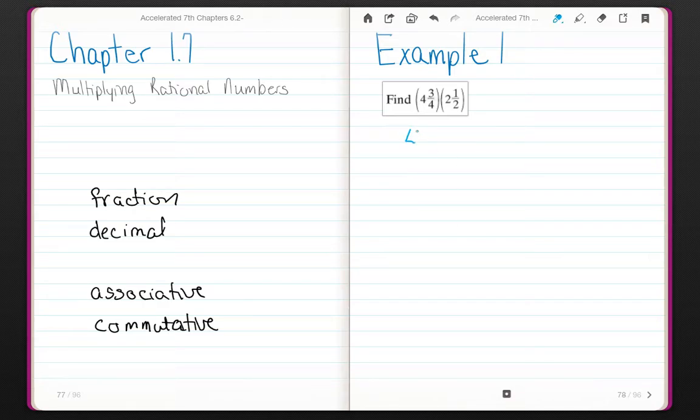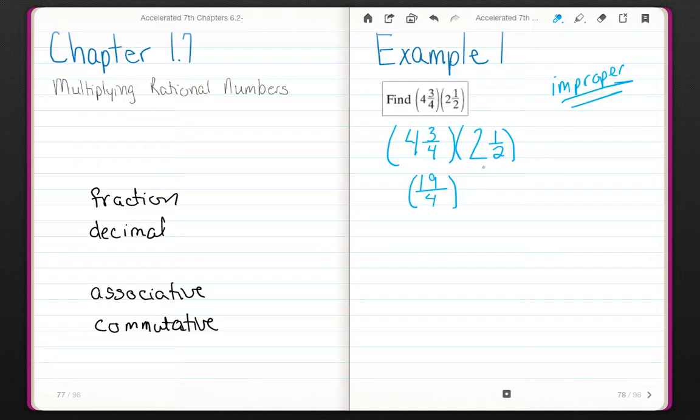So I have 4 3/4 times 2 1/2. Now, when multiplying fractions, I cannot multiply fractions without turning them into improper fractions. You have to do that step first or the problem will not come out correctly. So 4 times 4 is 16, 16 plus 3 is 19, so I have 19/4 times 2 times 2 is 4 plus 1 is 5, so 5/2.